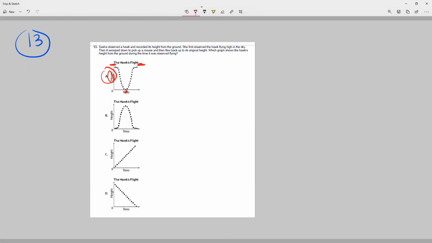This one shows the hawk on the ground and flying up, but then going back to the ground. This one shows the hawk flying from the ground, just up somewhere. And this one shows the hawk up in the air, flying down to the ground. So definitely A.